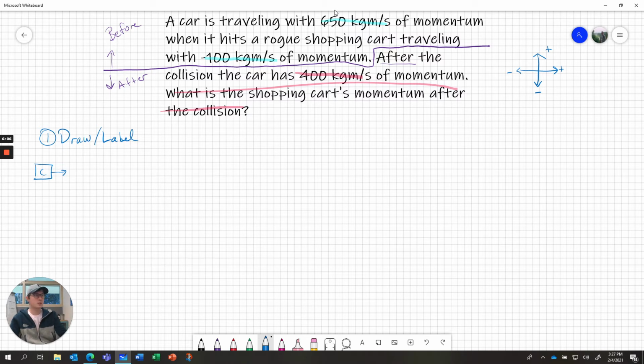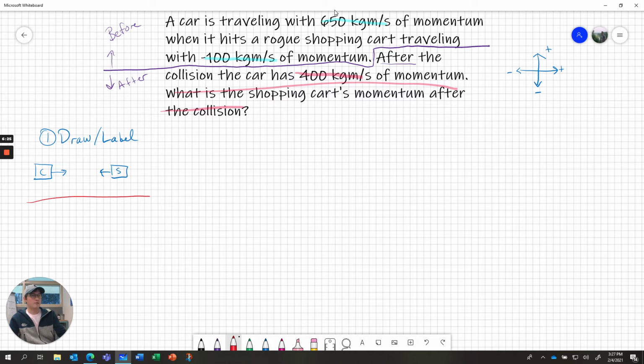Additionally, there's a shopping cart, so I'm going to draw a box with an S for shopping cart. It has a negative momentum, so I'm going to draw an arrow to the left. Okay, and then a collision happens, so I'll draw a line.